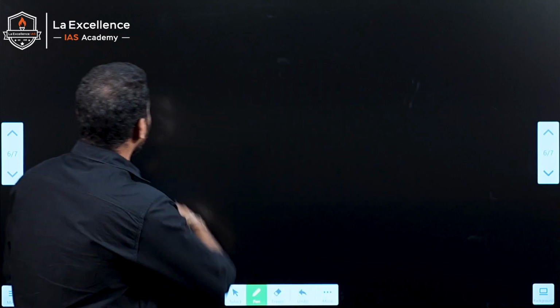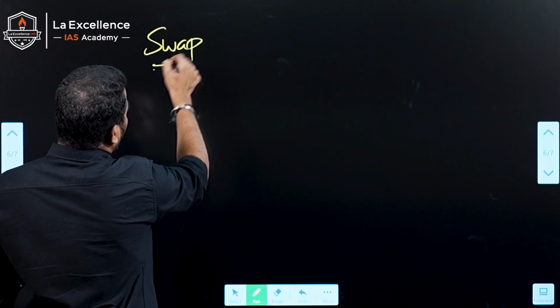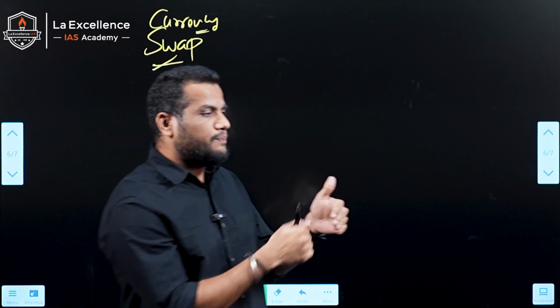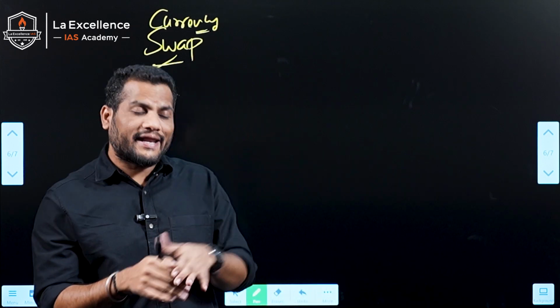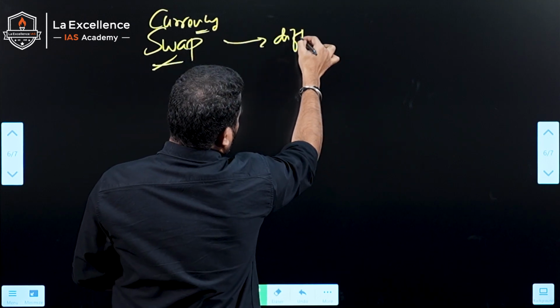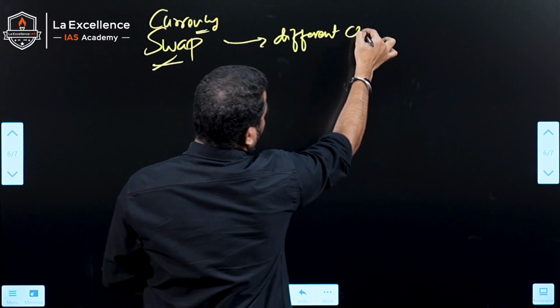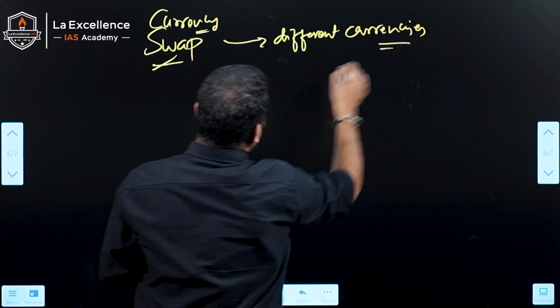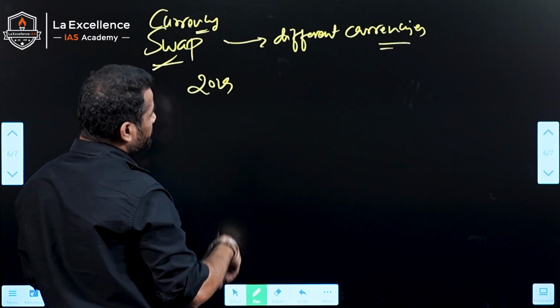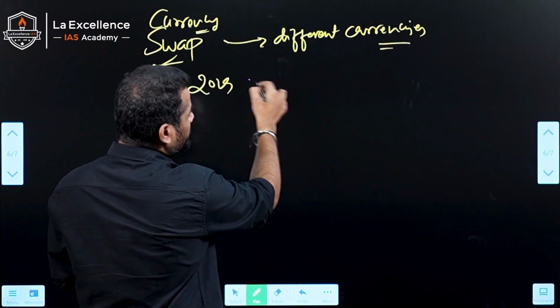And recently, RBI announced it will conduct a currency swap. What is a currency swap? A currency swap is nothing but the exchange of different currencies. It is the exchange of principal amount or interest, or of both interest as well as principal amount, in different currencies. For example, in 2019, RBI conducted a currency swap with Japan's central bank.